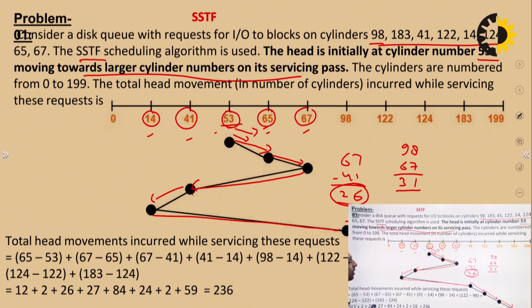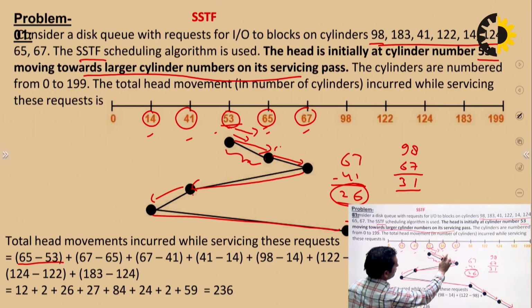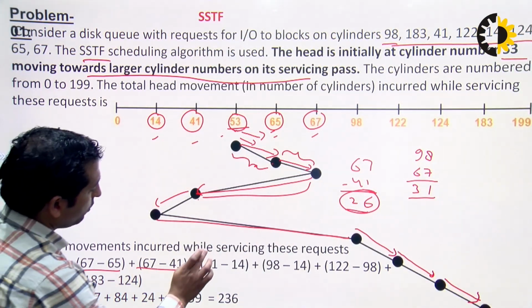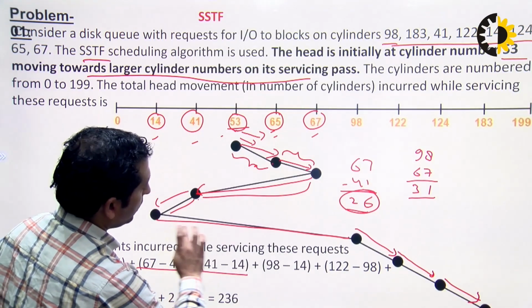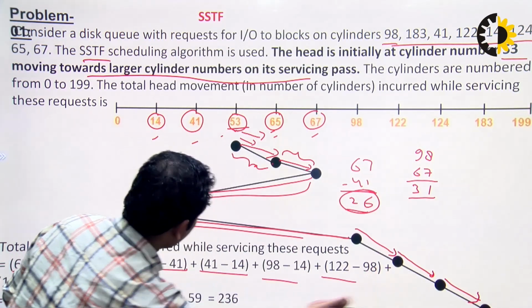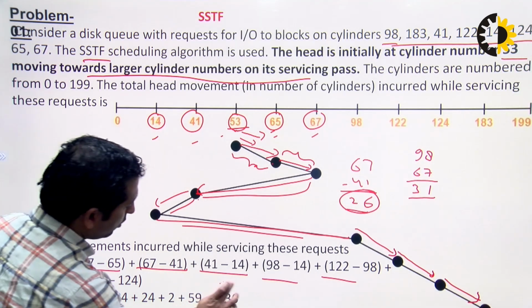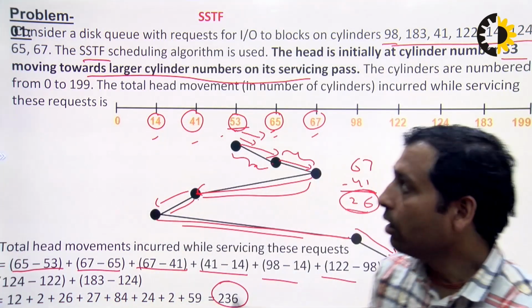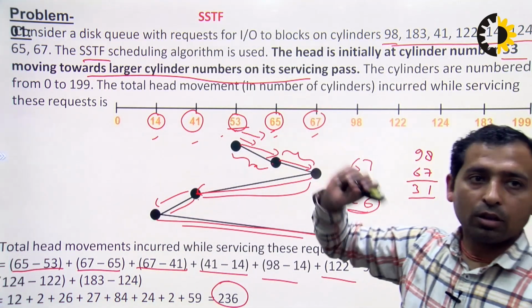So with the help of this particular SSTF algorithm, we calculate the total seek time. The total head movement: the first movement is this one, 65 minus 53, the second difference is this one, third is this one, fourth is this one, then this one, and so on. So total head movement, after calculating, is 236. So the same requests, but the serving algorithm is different.